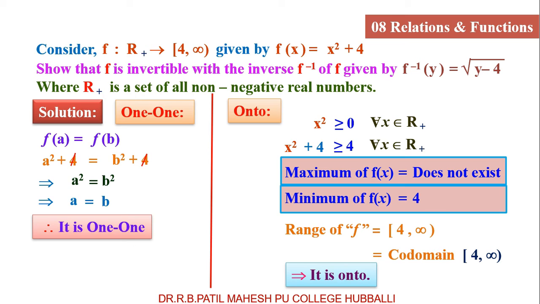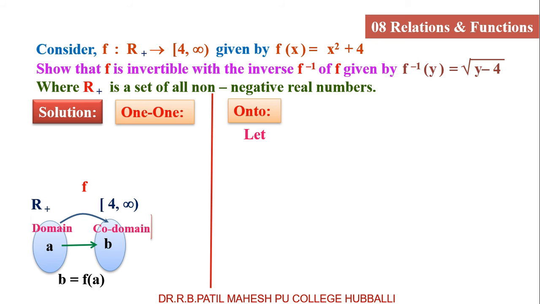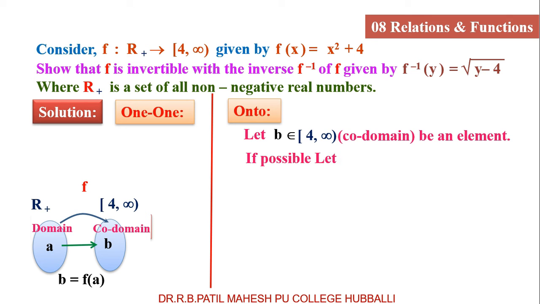This is one way of proving the function is onto. Then the inverse exists. Another way of proving onto, let us have a look. The format that we had in the previous example: let B belong to the codomain, be an element.